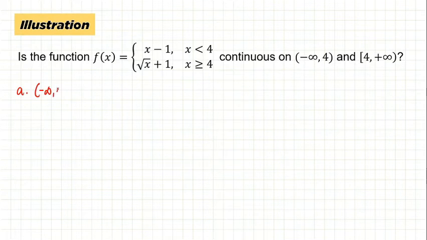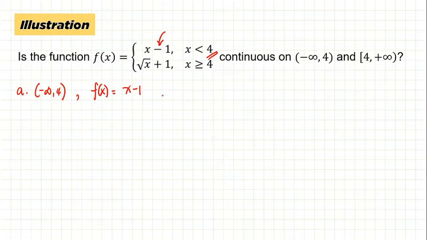Okay? So let's try negative infinity to 4. Okay? So here, when our interval is negative infinity to 4, those are values less than 4. So our f of x will be equal to x minus 1. The subfunction that we are going to use is x minus 1 since x here is less than 4, right?